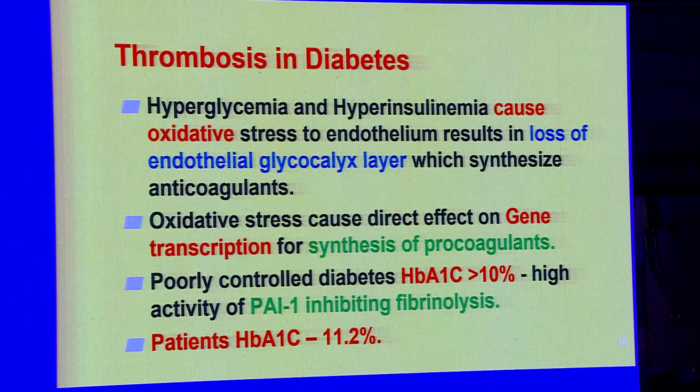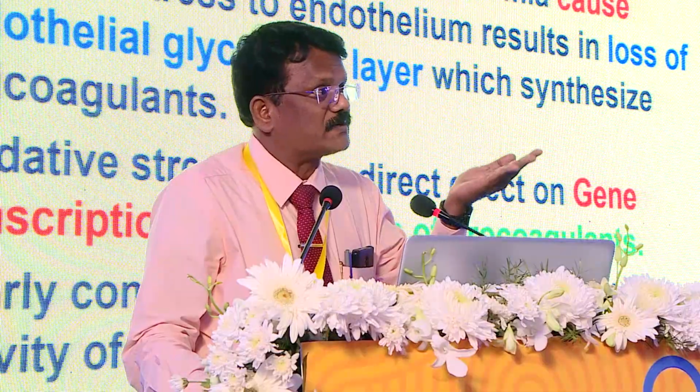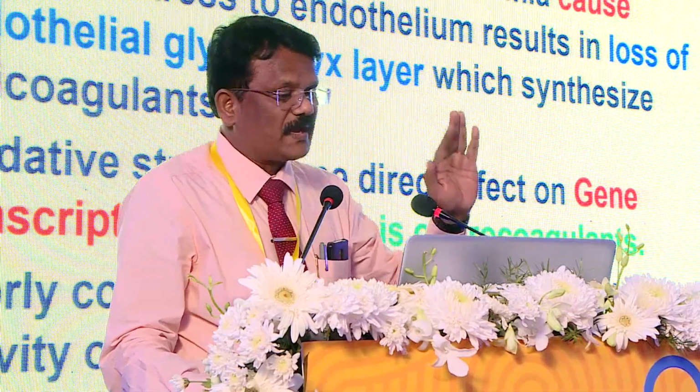Apart from this, why did this patient develop thrombosis? Is it diabetes per se or something else? Diabetes per se can cause obstruction by causing thrombosis, because of endothelial loss, destruction, oxidative stress to the endothelium and loss of endothelial glycocalyx, which produces anticoagulants. If anticoagulants are less, and it also increases the production of plasminogen activator inhibitor, coagulation increases, so we thought it is probably a thrombosis.